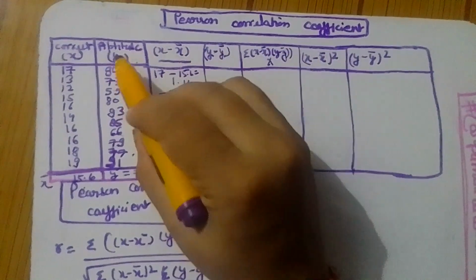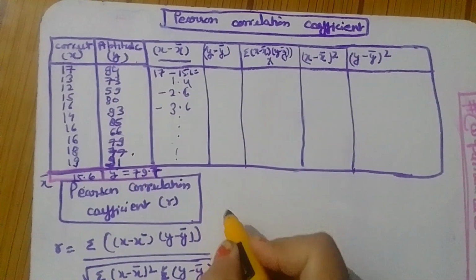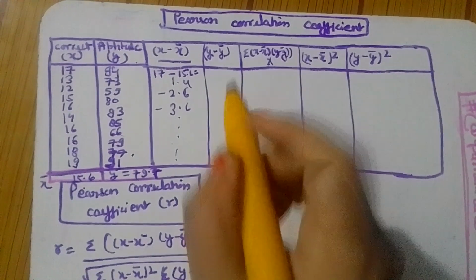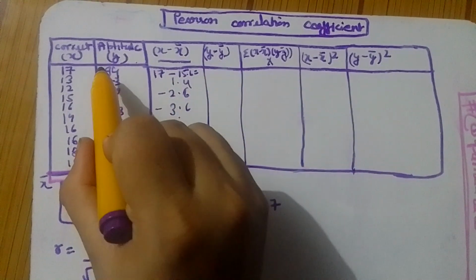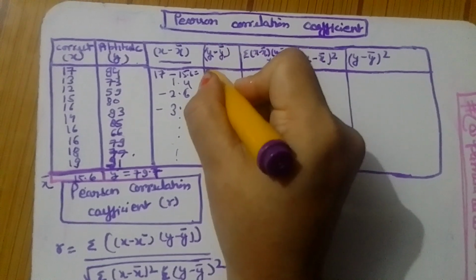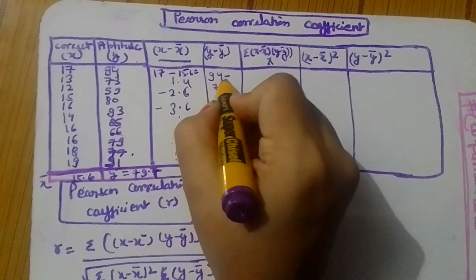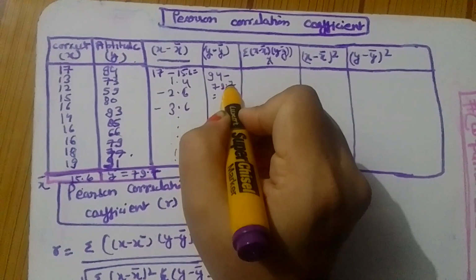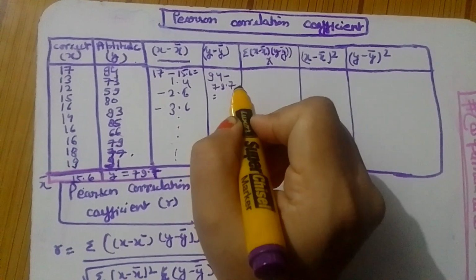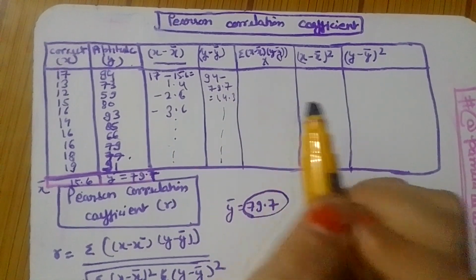Same way we'll do Y minus Y bar. Y bar is how much? I'm writing Y bar here, 79.7. Fine. So first, Y is 94 minus 79.7. How much would it come? It would come 14.3. Likewise, we will do the rest.